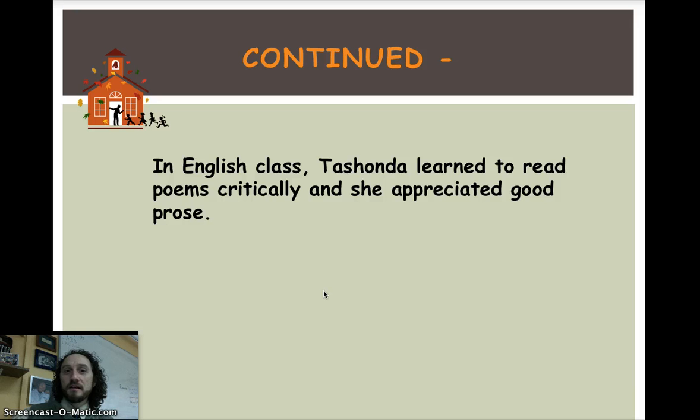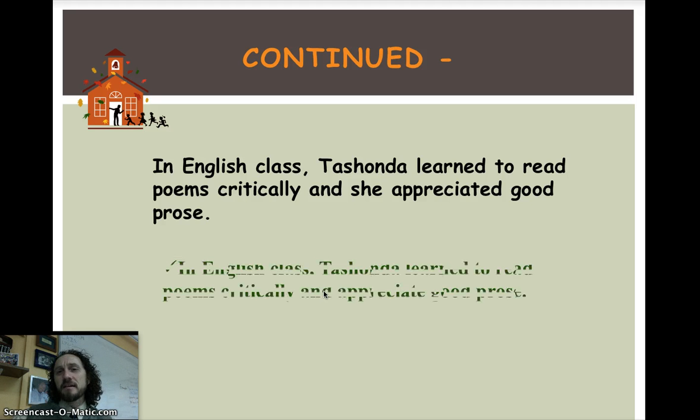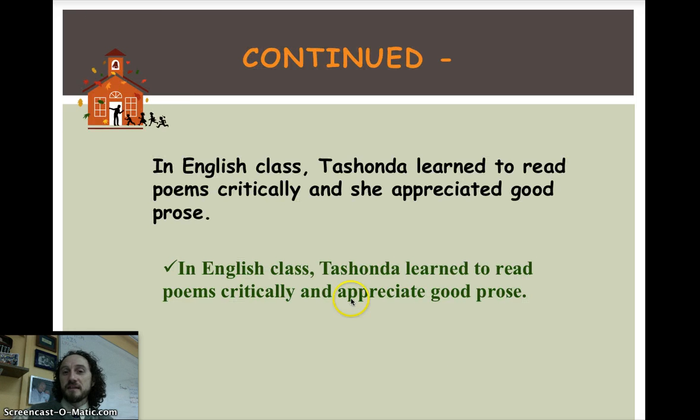Let's continue on. In English class, Tashonda learned to read poems critically, and she appreciated good prose. Doesn't sound too bad, but again, could be improved. In English class, Tashonda learned to read poems critically and appreciate good prose. Let's look back at that one. To read poems, and you might even put to appreciate good prose. Might even make that stronger in its parallel structure. She learned to read and to appreciate. All right.